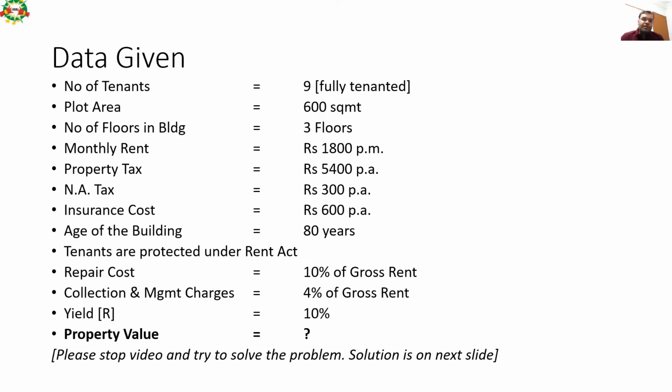So data given in this question is: number of tenants 9, fully tenanted, plot area 600 square meter, number of floors in building 3, monthly rent 1,800 per month, property tax 5,400, NA tax 300, insurance cost 300 rupees per annum, age of the building 80, tenants are protected under Rent Act. It is important, it will affect overall valuation of the property. We will see how it affects. Repair cost 10% of the gross rent, collection management charge is 4% of gross rent, yield is 10%, and property value we have to calculate.